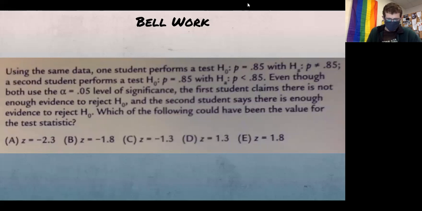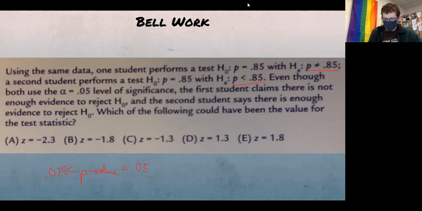With this bell work, we are trying to figure out why one person would reject the null and the other person would fail to reject the null. Well, we can see from the beginning it's going to be a two-tailed test versus a one-tailed test. So if they're using the same significance level, they must have gotten a p-value that fell between 0.05 and 0.025.